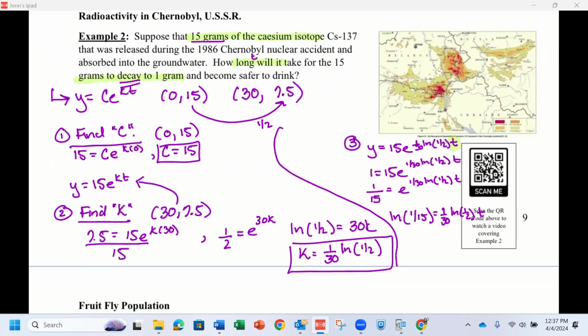Again, this could be a no calculator question. So if I divide now by the rest, my t value is going to be equal to the natural log of 1/15 divided by 1/30 times the natural log of 1/2. Again, this would be exact form. I know it looks like a 1/5, but that is a 1/15 there. If this was a no calculator question, your answer, this is it.